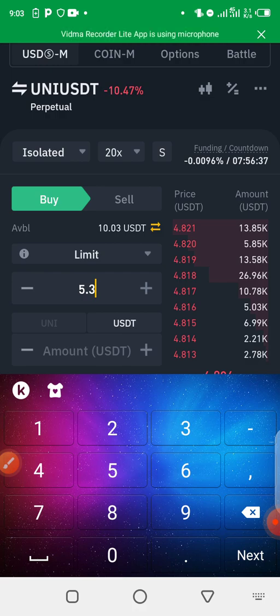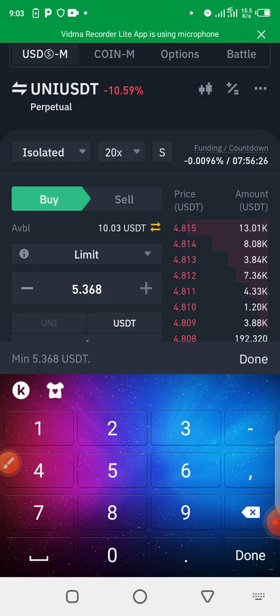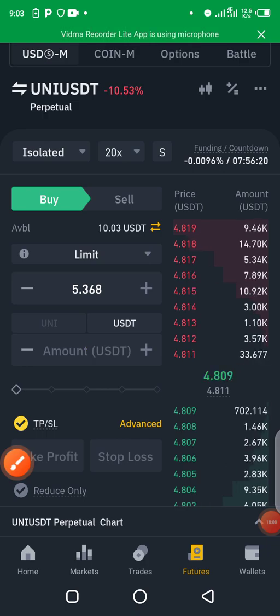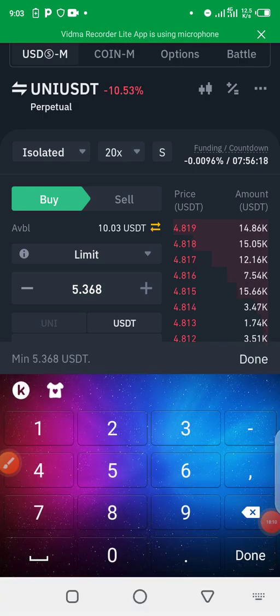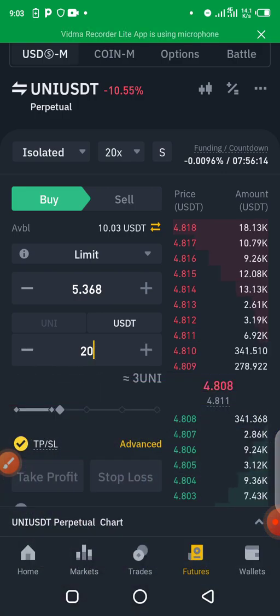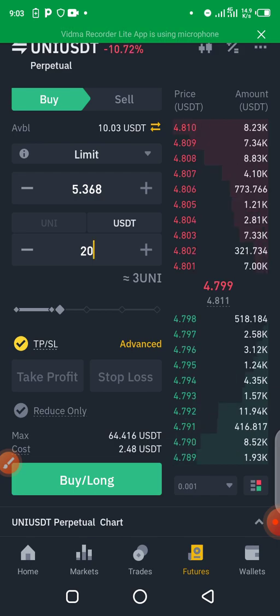5.368. You see? Now type in the amount of USDT you'll be using from your available balance. They've already told you here what the minimum is, so I'll be using 20 USDT, which should be around 3 UNI.